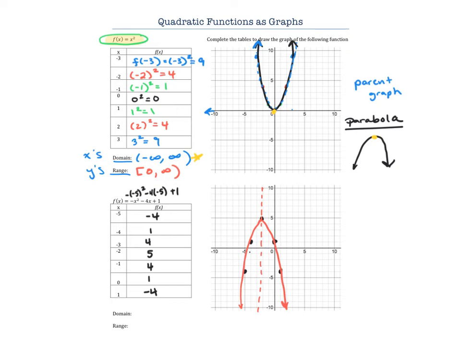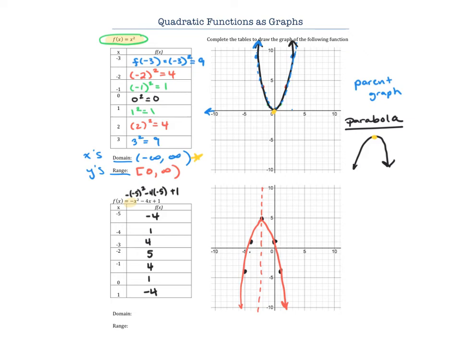Now this one's facing down, and the thing that made it face down is actually this negative out here. The fact that a, my leading coefficient, was negative made it face down. So parabolas can face up, they can face down. Putting in these values might make it wider or narrower, and we can see this was facing down and shifted left and shifted up.